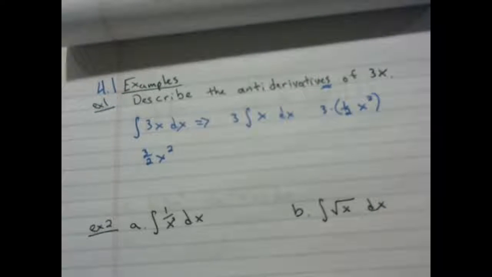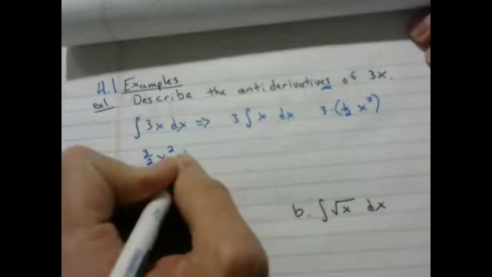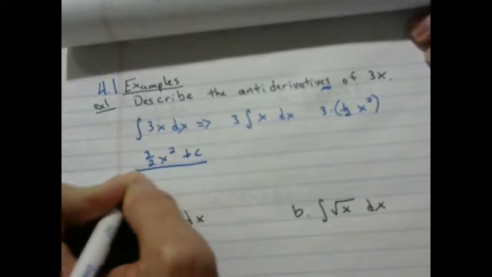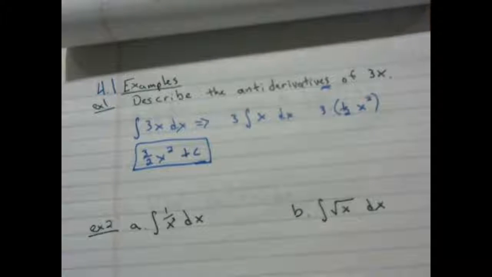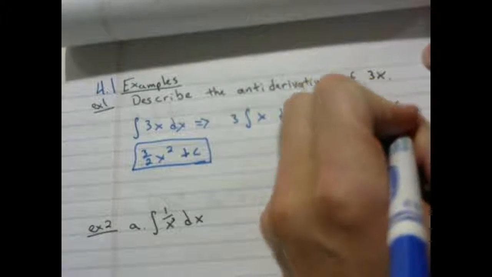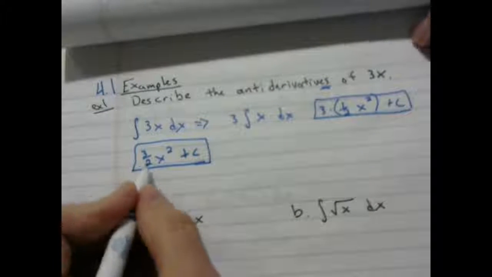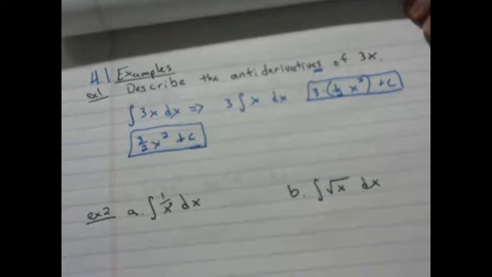Unfortunately, it's not the only one, and we have a whole bunch more that we could do. So instead of just writing it like that, why don't we write out plus c? That way we can say plus any number, and then we basically have it all done. I would suggest writing that plus c right here so you don't forget it. That way we have our solution: 3 over 2 x squared plus c.